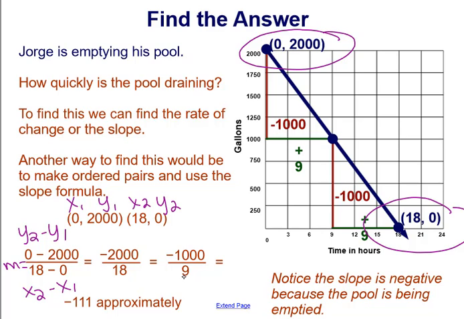And notice it's consistent and makes sense that our slope is negative because the pool is being emptied. The pool is losing water at a certain rate, so we would want the slope to be negative. It should be losing a certain amount of gallons of water per hour. So using the y-intercept and the rate of change, we were able to answer these questions about the situation using the graph.